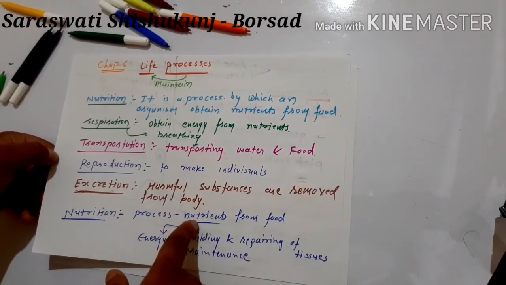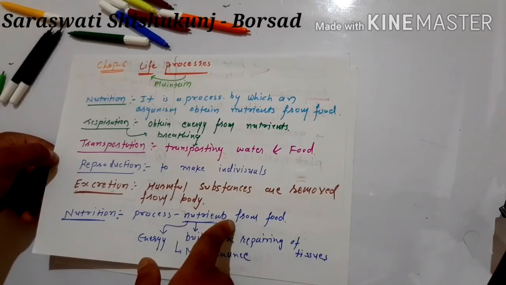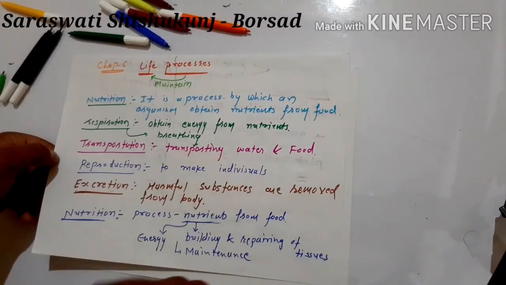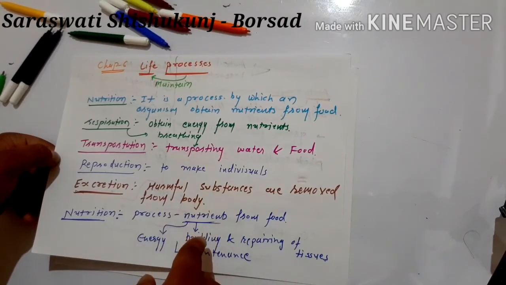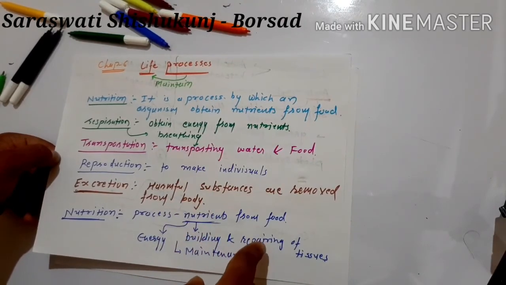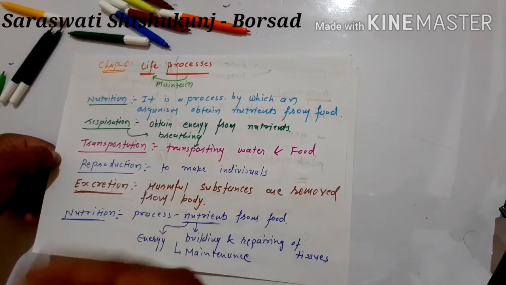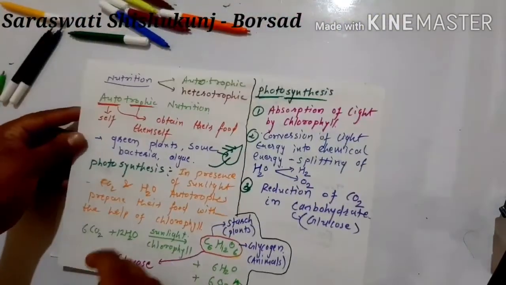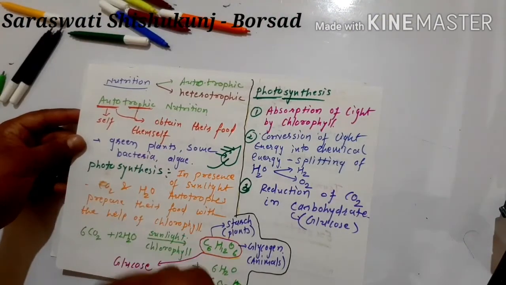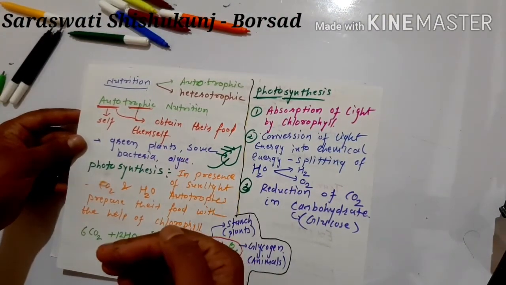Nutrition is a process in which nutrients are obtained from the food which we eat. These nutrients provide us energy, give us energy for building and repairing our tissues, and are also useful to maintain our life, to maintain the tissues. Nutrition will be of two types: autotrophic mode of nutrition and heterotrophic mode of nutrition.